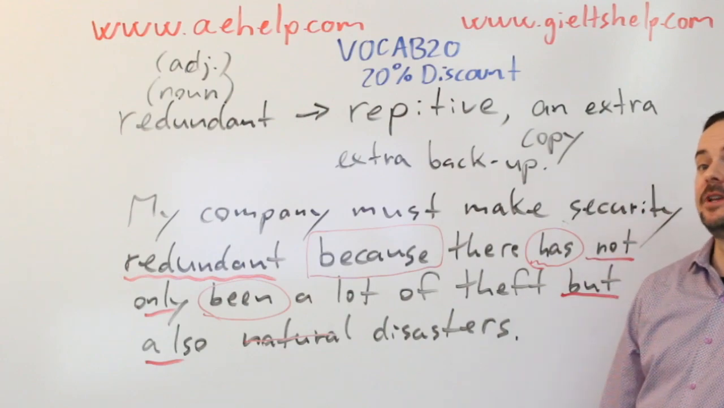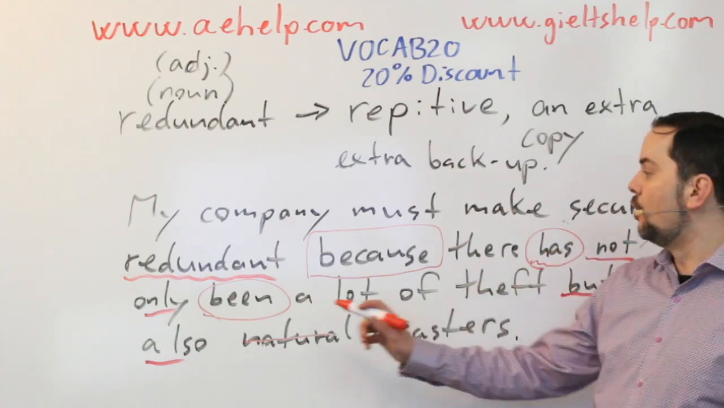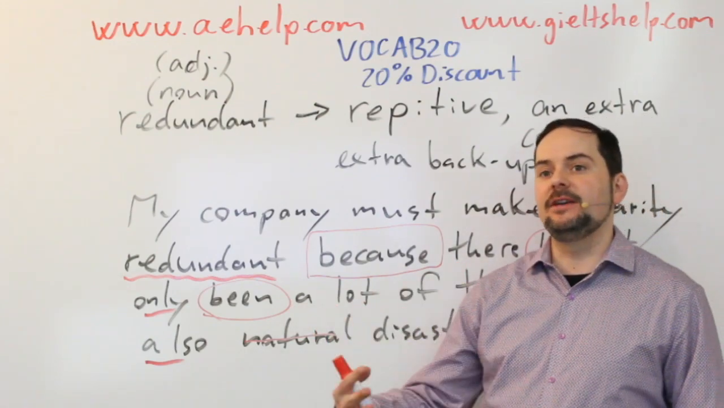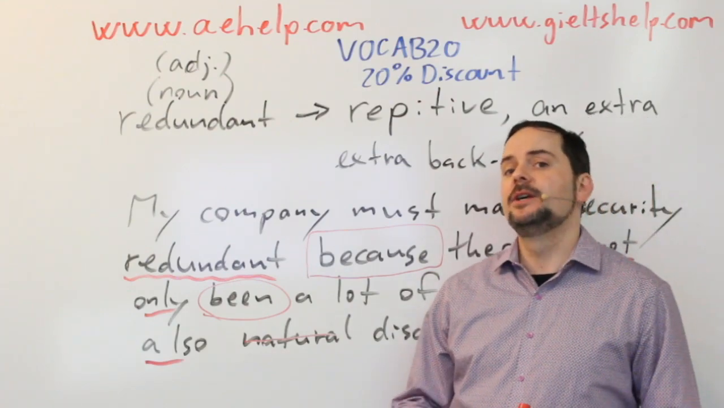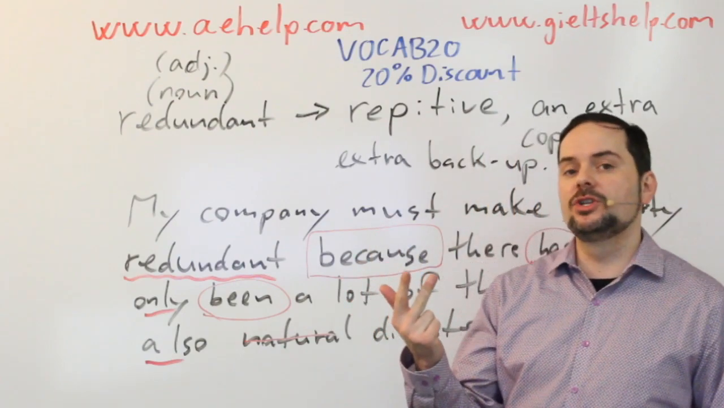Yeah, there's passive in here. Very good, Hadil. So there has not only been a lot of theft by thieves. So there's also passive in here. So it's quite a complex sentence. There's passive, there's correlative conjunction, there's subordinating conjunction.